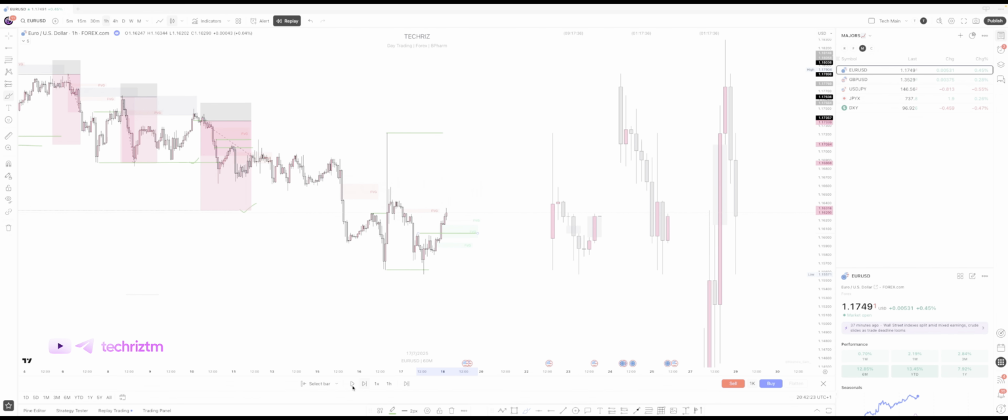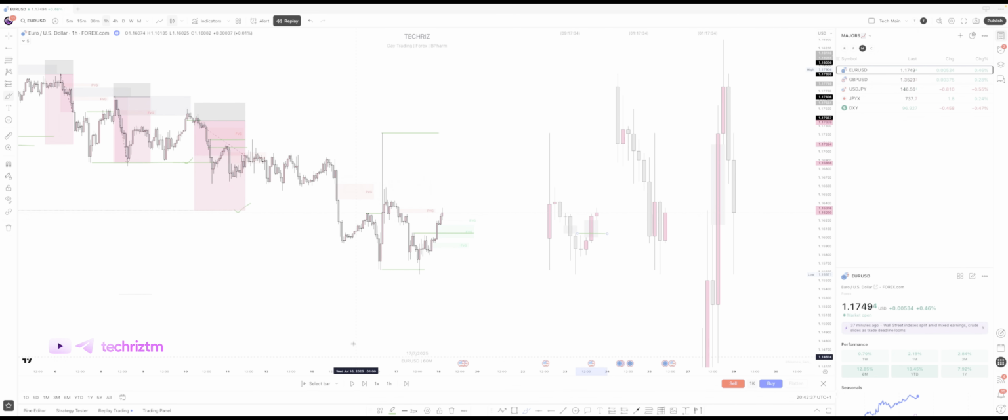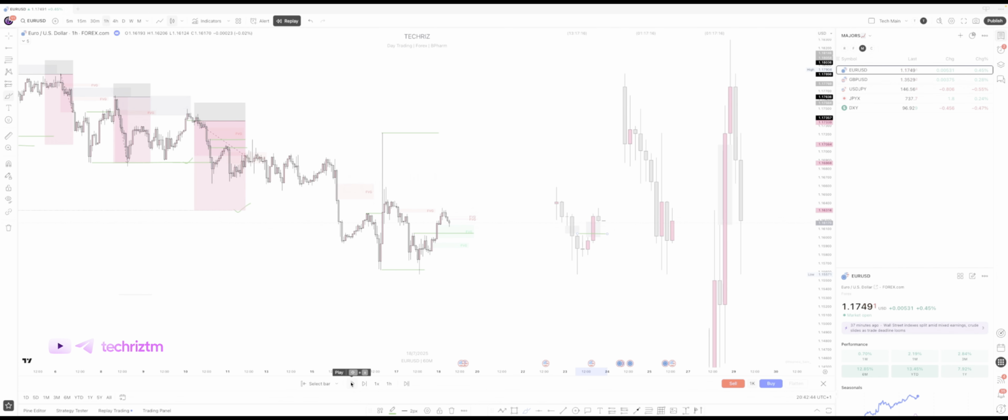Okay, great. We broke above that high, right? Now we also have a change in state of delivery on the H4 here, right? Let's keep seeing what price is going to do. Wow! So now you can see price has come into this fair value gap, right? And this is where I would have actually put my entries.